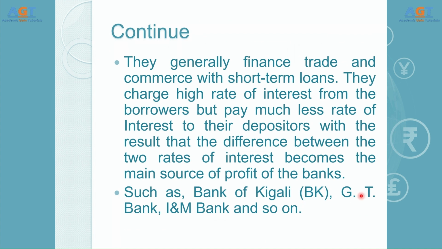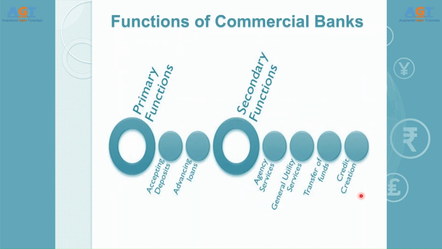Now that the meaning is clear, let's move to the functions of commercial banks. This slide shows that bank functions are grouped into primary functions and secondary functions. Primary functions mainly involve accepting deposits and advancing loans. Secondary functions include services like agency services, general utility services, transfer of funds, and also credit creation. Let's start with primary functions.